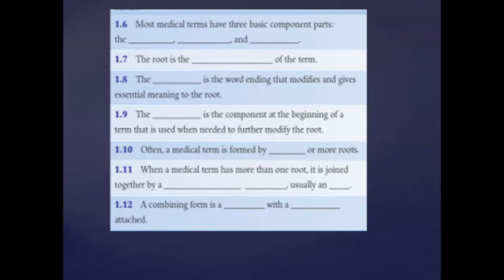It's the prefix. Often a medical term is formed by one or more roots. When a medical term has more than one root, it's joined together by a combining vowel, usually an O or an I. Combining form is a root with an attached vowel. Okay, so these are the definitions of every component that you have seen through the past slides.